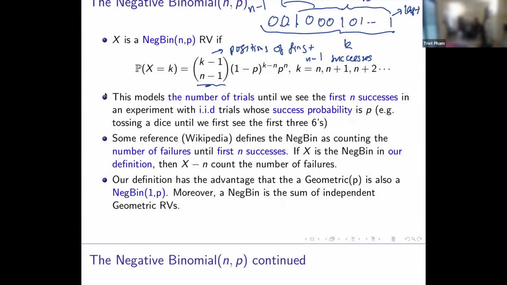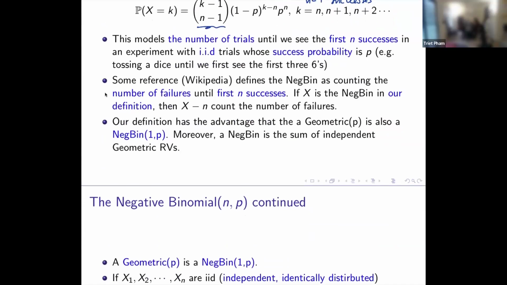And so again, with different ways to parameterize, it's not just for fun. There are advantages and disadvantages to different ways to parameterize. So their way, or this way, has the advantage of explaining the name negative binomial.